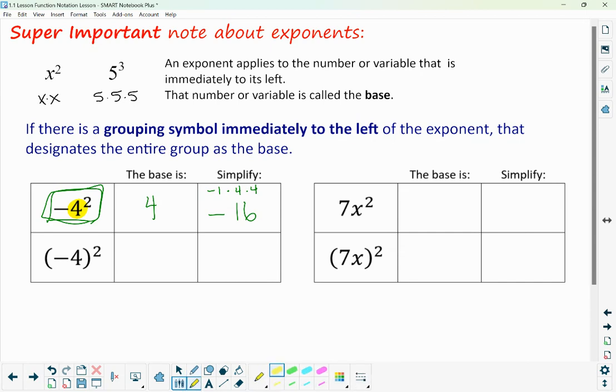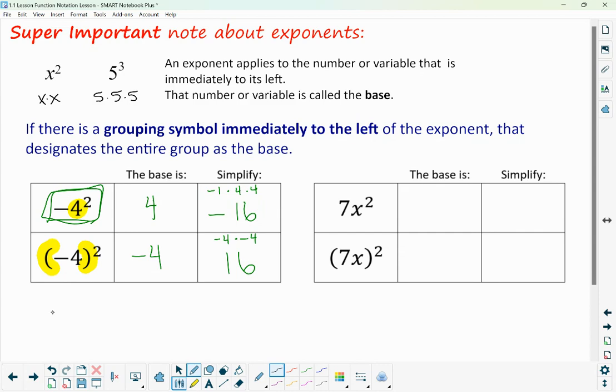But if you look at the one below, the thing immediately to the left is a grouping symbol. That means the exponent applies to that whole group. So that means the base is -4. And when I square it, what I'm doing is -4 multiplied by -4. So this second one is +16. You need to know when you're typing into your calculator what you want the calculator to do, and you need to communicate that to the calculator effectively.